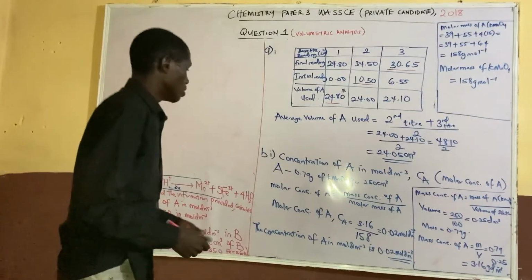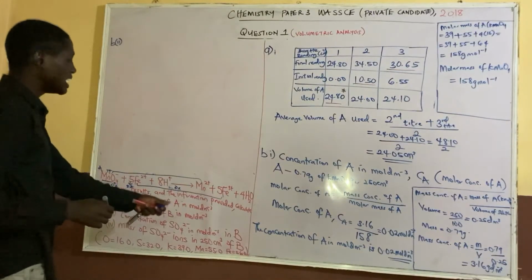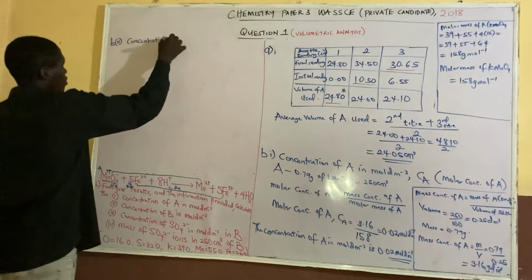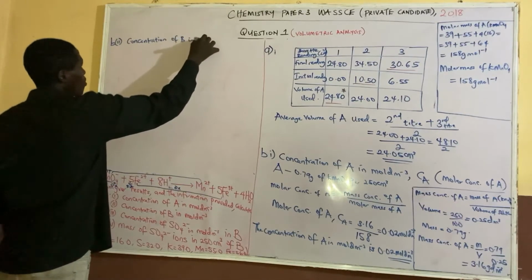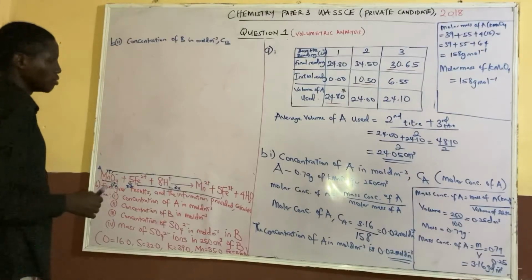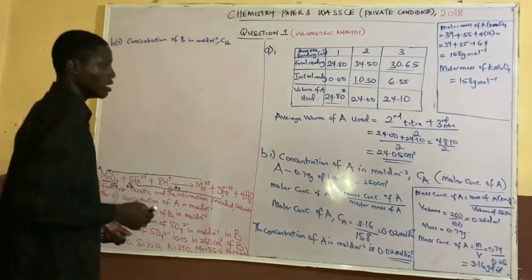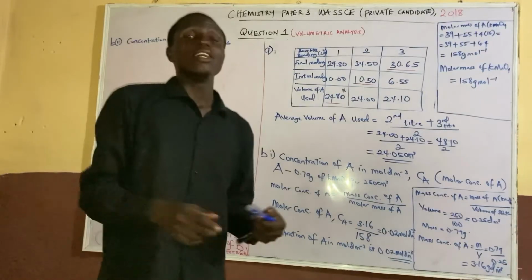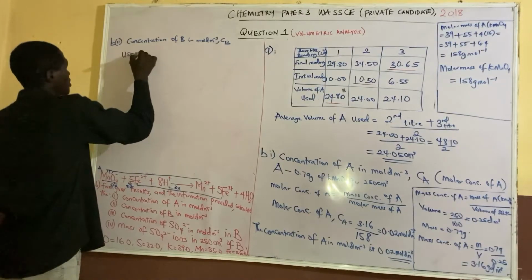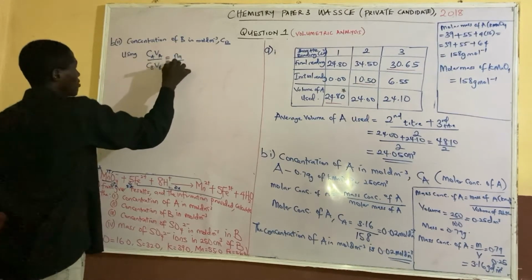Now, to calculate B, remember number 2 says the concentration of B in mole per dm³, meaning that I have to calculate Cb, the molar concentration of B. You can easily use the formula CaVa over CbVb equals Na over Nb.